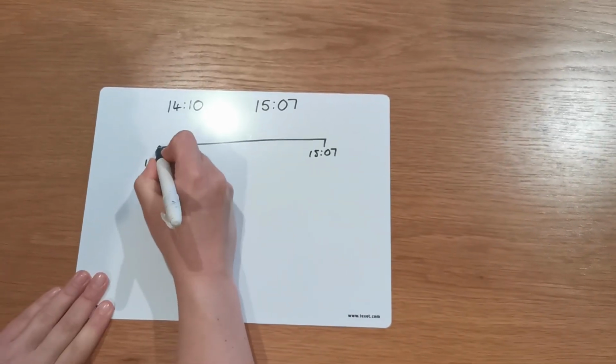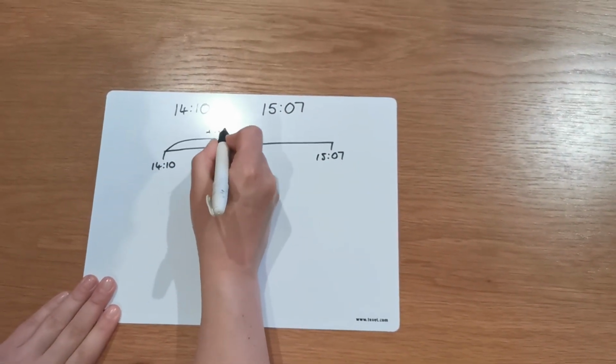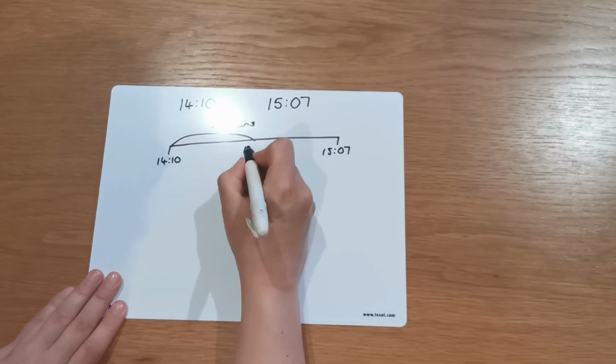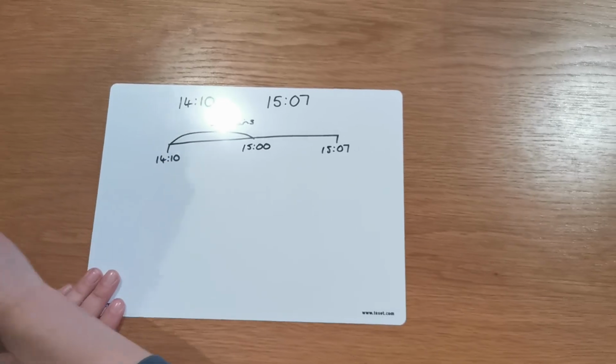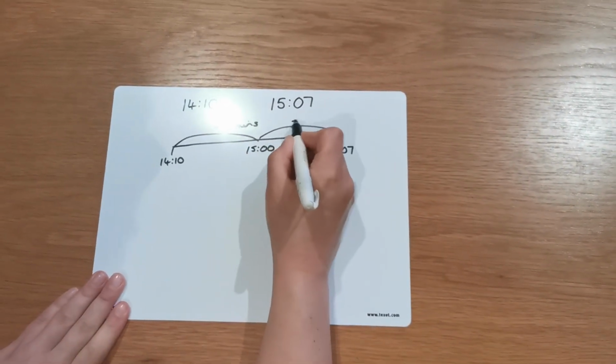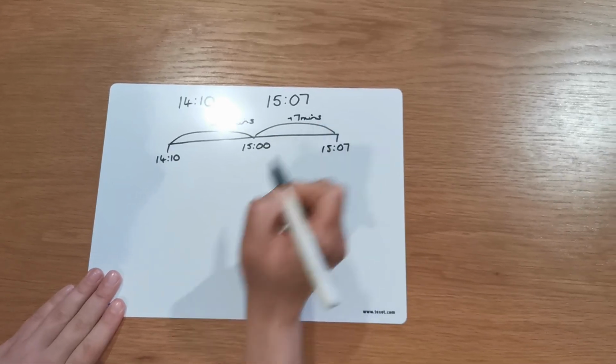Again, so I've got 14:10. So if I add 50 minutes, that's going to be really easy. Don't worry too much about the size of your jumps. To 15, so obviously 10 add 50 is 60, which is to the other hour. And then obviously I'm adding 7 minutes to get to 15:07.